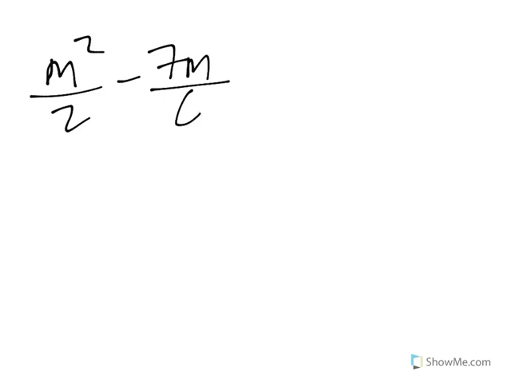This video is to show how to use the zero factor property to solve a quadratic equation when there are fractions in the original problem. So the original equation is m squared over 2 minus 7m over 6 plus 1/3 equals 0.